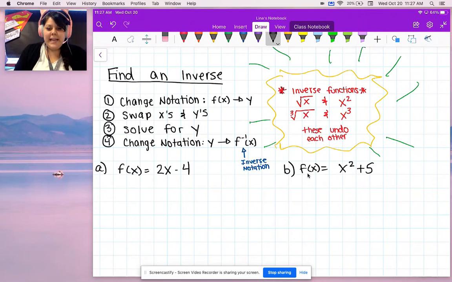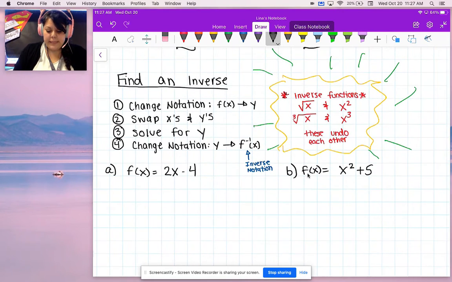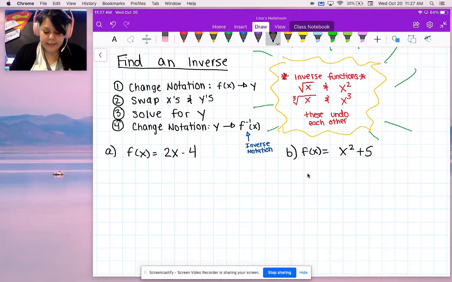Okay, so let's go ahead and try them. And remember our special inverse functions, right? X squared cancels out square root. The same with cubes. So x cubed is going to cancel out a cube root, which we'll see right now. Okay, so let's try it.